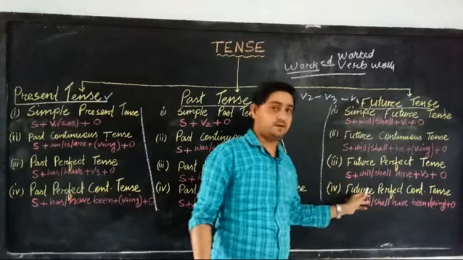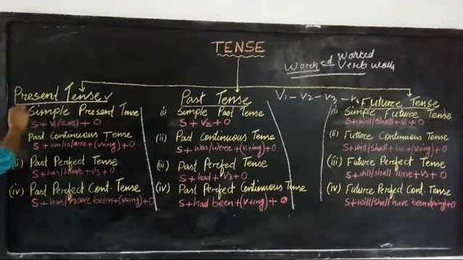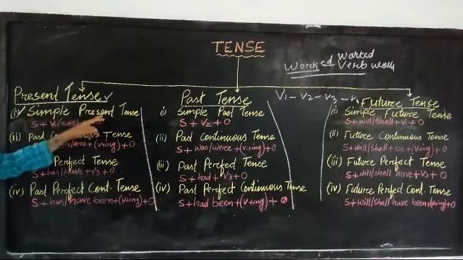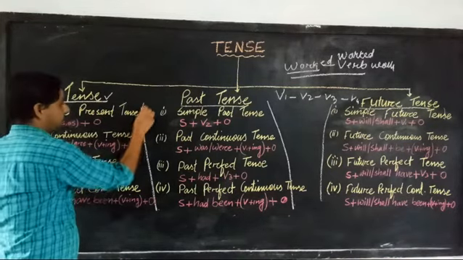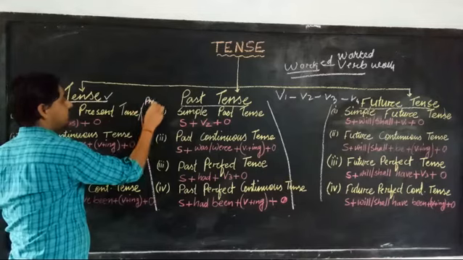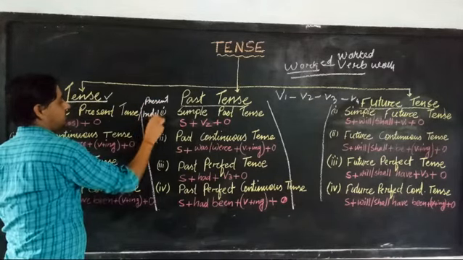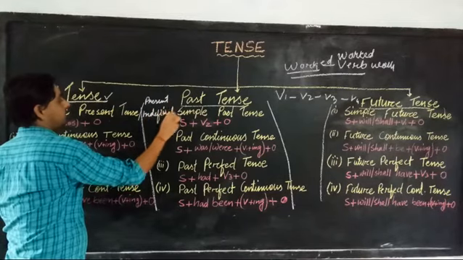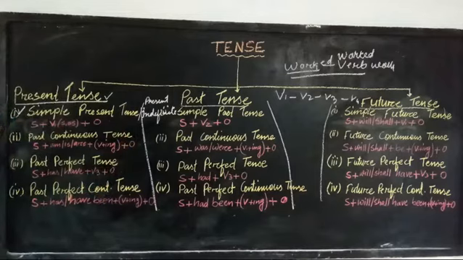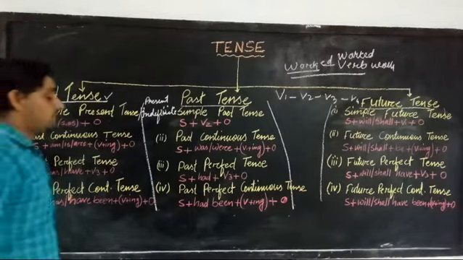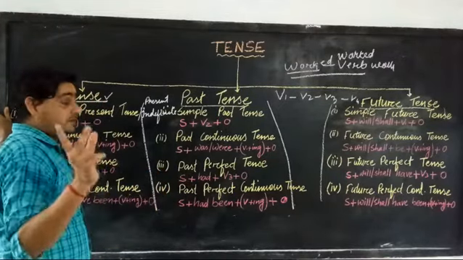The first one in present tense is simple present tense. We can also say present indefinite tense. So another word for simple present tense is present indefinite tense. So how will we write a sentence in simple present tense?